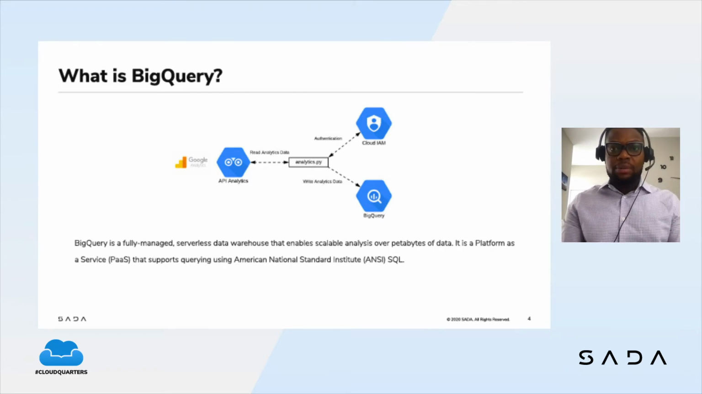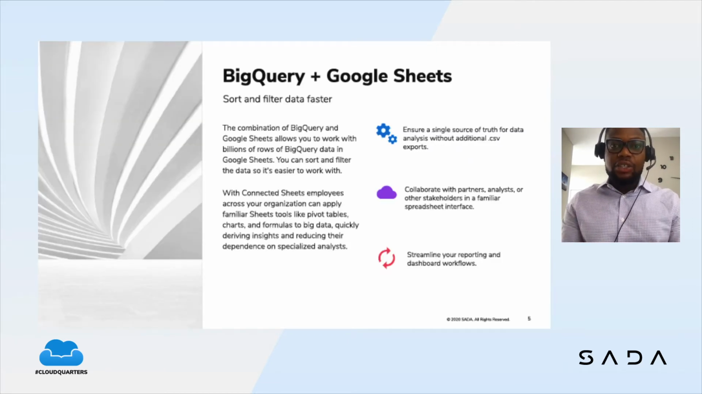And then also looking at BigQuery in connection with Google Sheets. A couple of things that can help you do is to sort and filter your data very fast. The combination of BigQuery and Google Sheets allows you to work with billions of rows of BigQuery data in Google Sheets. You can sort and filter the data so it's easier to work with. With connected sheets, employees across your organization can apply familiar sheet tools like pivot tables, charts, and formulas to big data, quickly deriving insights and reducing dependence on specialized analysts.